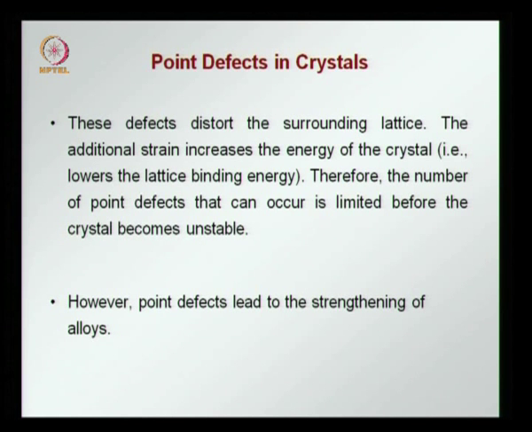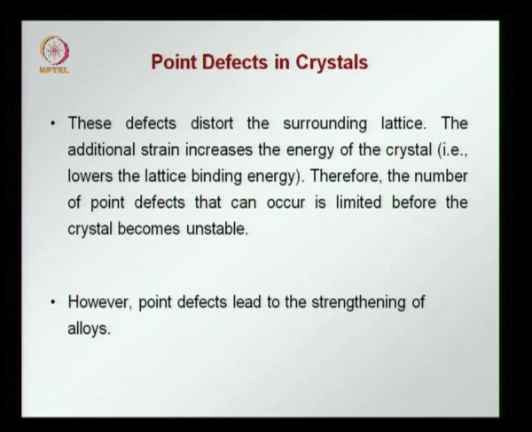But here, when we introduce a defect, there is a strain created due to the distortion. This strain increases the energy, that is, you move away from the lowest point in the Condon-Morse diagram, and this decreases the binding energy which is holding the lattice together. Therefore there is a limit to which point defects can occur in the crystal. Beyond a certain stage, the crystal becomes unstable and cannot continue to exist.